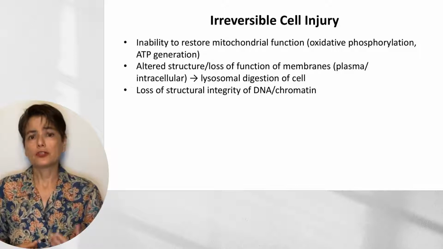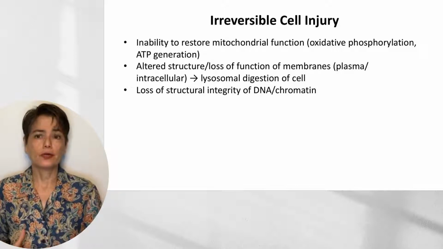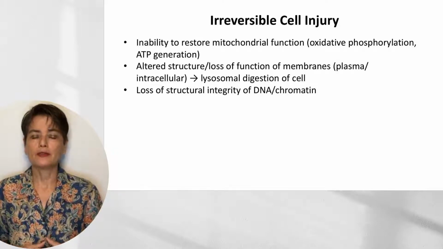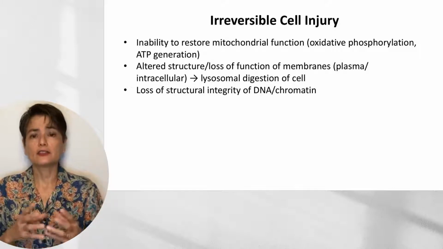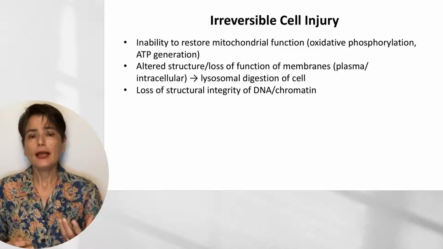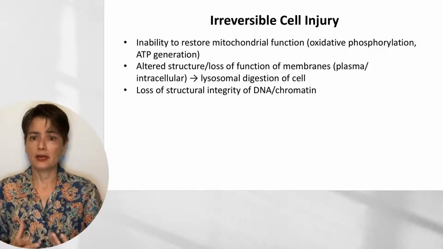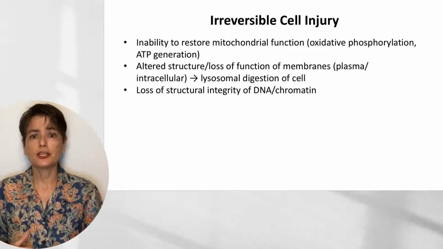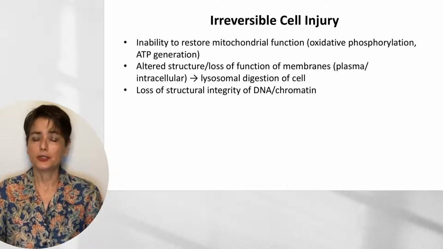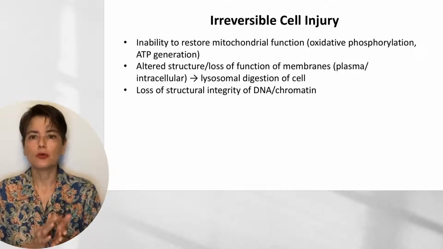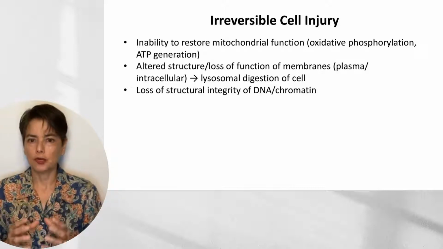If you get the altered structure and loss of function of membranes, so again, the plasma and intracellular membranes, once they become damaged, you can get lysosomal digestion of the cell as our lysosomes come apart. And of course, DNA integrity is important for the cell to function. If you lose that structural integrity of our DNA and our chromatin, that is going to be absolutely insurmountable. And you can really go through a couple of different pathways, but this is really taking us to necrosis.